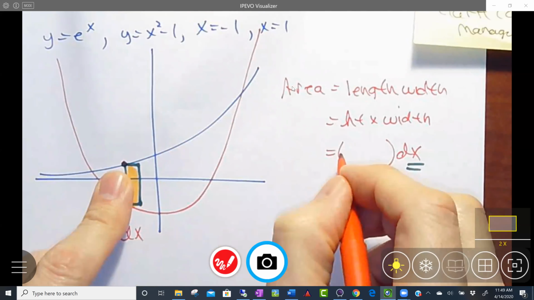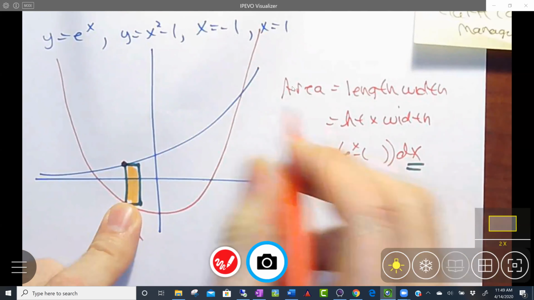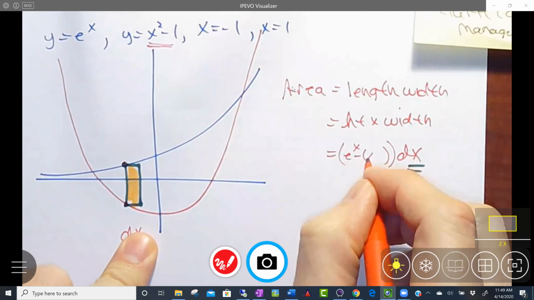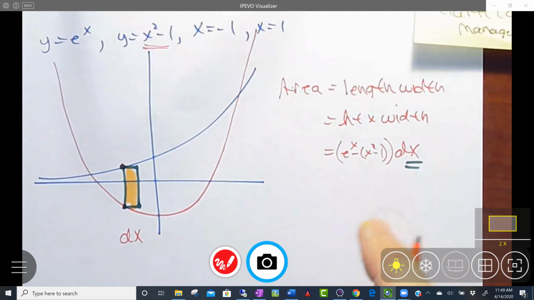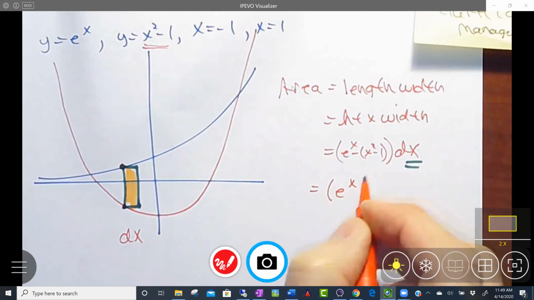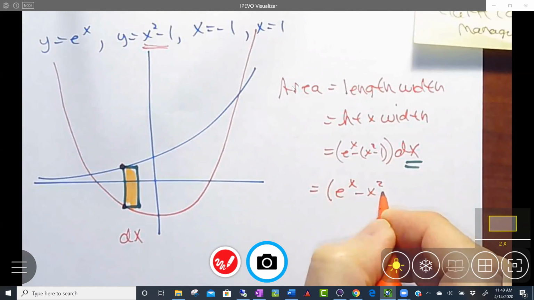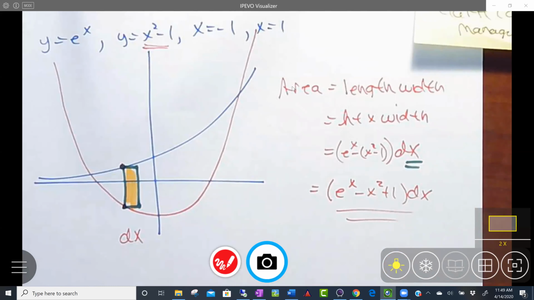So the top function was e to the x. And the bottom function is going to be this one, x squared minus 1. Now, I'm not sure if they're looking for you to put in or distribute that negative or not. You can. But in my mind, that's the area of that one rectangle, that one slice that you're taking through that region. In fact, let's go a little bit further.